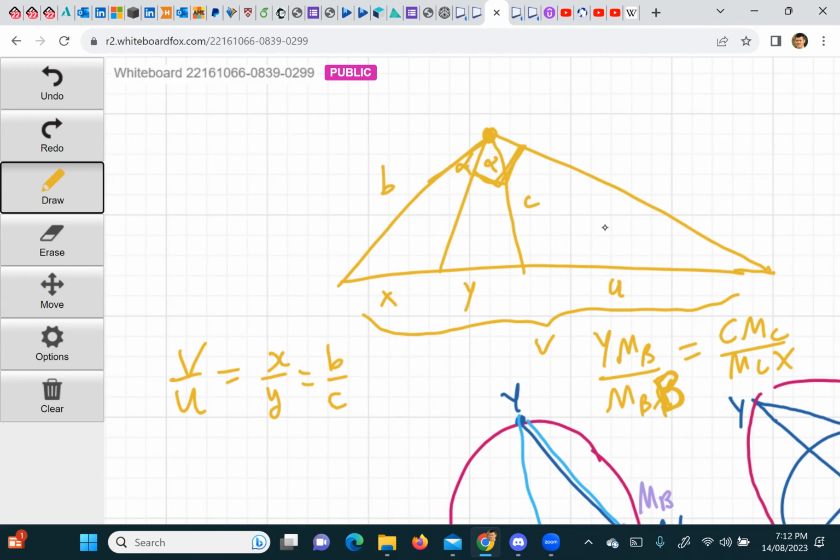When you get more advanced, you actually learn another way to remember this. This is because this forms a harmonic set. So essentially, the angle bisector divides the side length internally in the same ratio as the external angle bisector divides that side length externally.